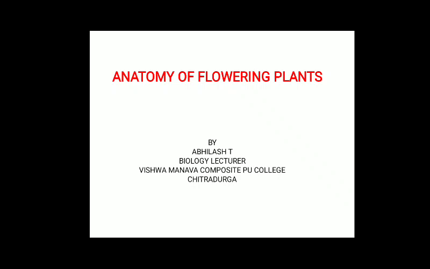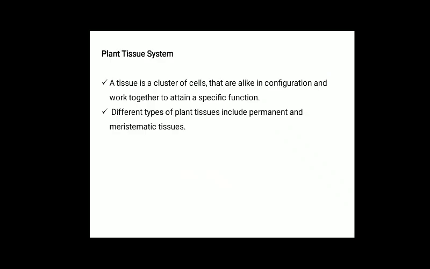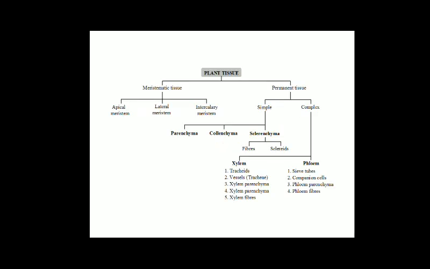Hello students, now we are going to discuss anatomy of flowering plants. Plant tissue system. A tissue is a cluster of cells that are alike in configuration and work together to attain a specific function. Different types of plant tissues include permanent as well as meristematic tissue. If you see a plant tissue, it is divided into meristematic tissue and permanent tissue.